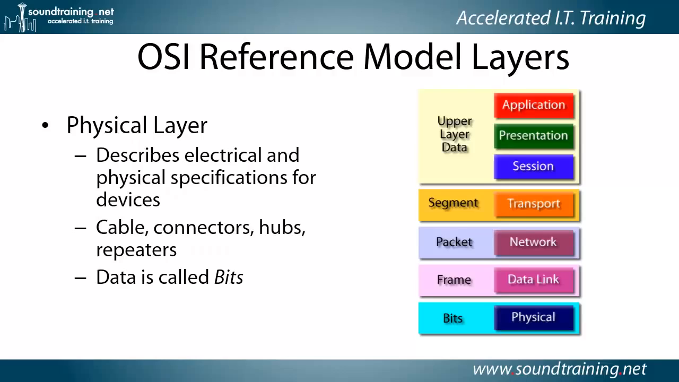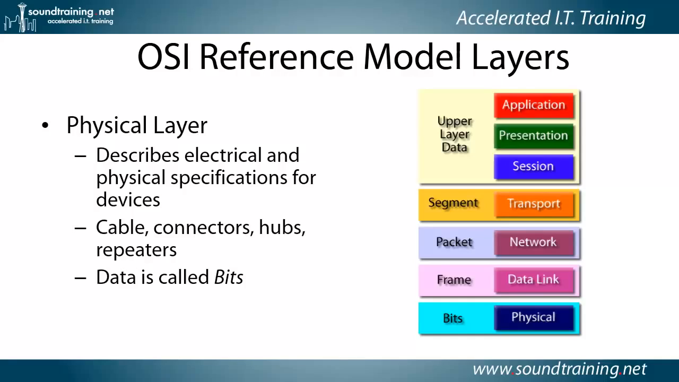Finally, the physical layer. This is where we describe electrical and physical specifications for our devices. Devices that operate here are cabling, connectors, hubs, repeaters, and the data at layer 1 is simply called bits. Something to think about: when you're troubleshooting, you always start at layer 1.